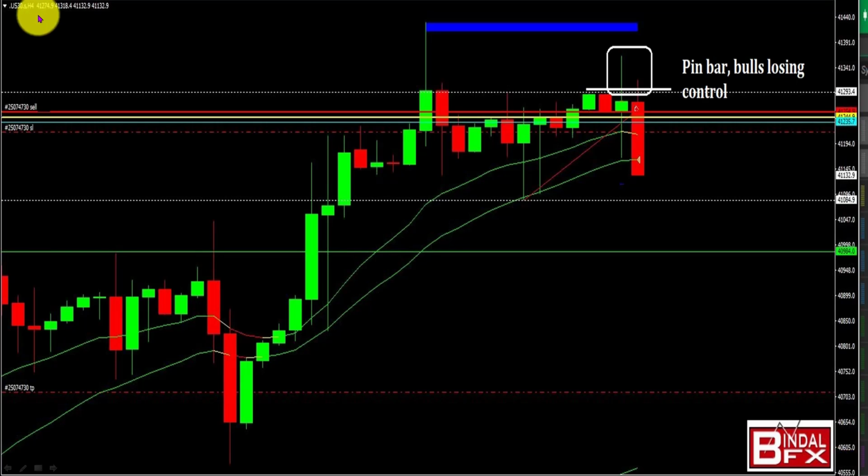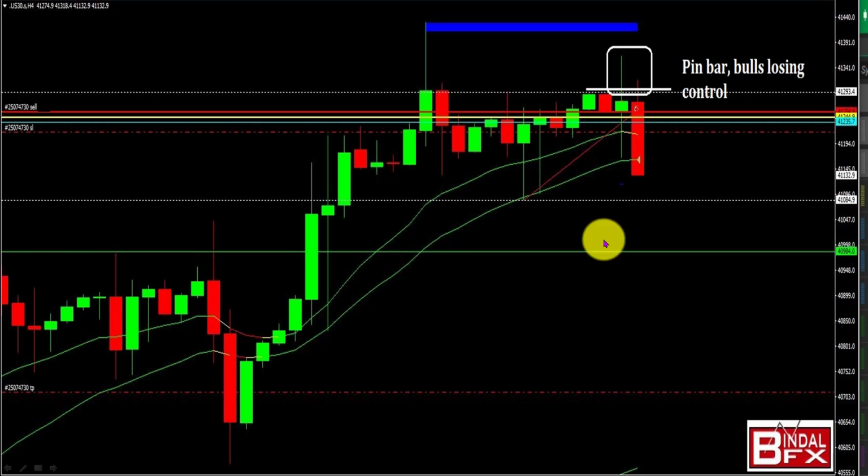As you can see here, this is a 4-hourly chart, and I use the BindalFX trading system to execute my trades, which gives me good trade setups. The starting point of any of my trades is always a top-down analysis. For intraday trading, I'm looking at H4 and H1.